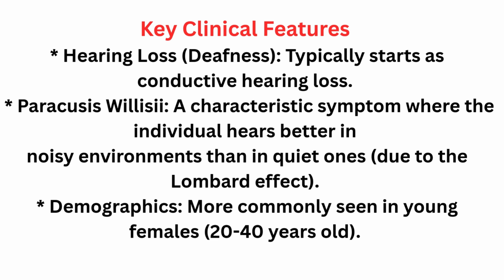What are the clinical features? Number one is hearing loss. Because it commonly involves the stapes, the type of hearing loss would be conductive most of the time. But if it involves the cochlea, it is sensorineural hearing loss. Paracusis willisii is a characteristic symptom where the individual hears better in a noisy environment, as compared to a quiet one. Why does this happen? In a noisy environment all the people are shouting or speaking loudly, so they can hear the voices in their ear. It is called the Lombard effect. It affects 20 to 40 year olds, basically young females.